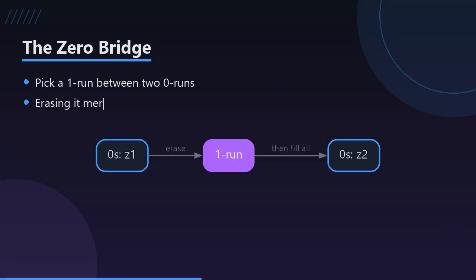Here's the trick, and I call it the zero bridge. When a run of ones sits between 2 runs of zeros, deleting that one run drops a bridge, so the left zeros and right zeros become one giant zero block, which we then flood with ones. So the ones we destroyed come straight back, plus every zero on both sides turns to 1 for free.